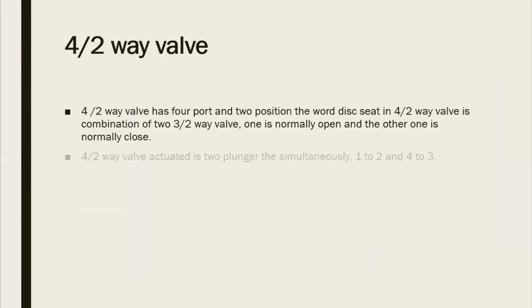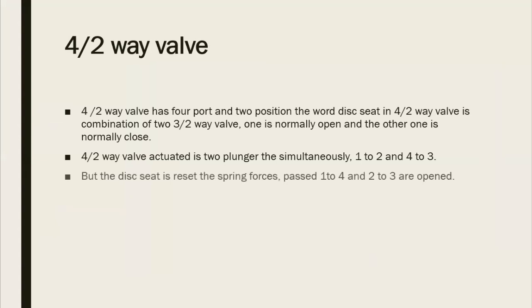For the 4/2-way valve, this seat actuated is when the two plungers are actuated simultaneously. 1 to 2 and 4 to 3 are closed in the first movement. By pressing the valve plunger against the disc, opposing the reset spring force, the passage between 1 and 4 and from 2 and 3 opens.